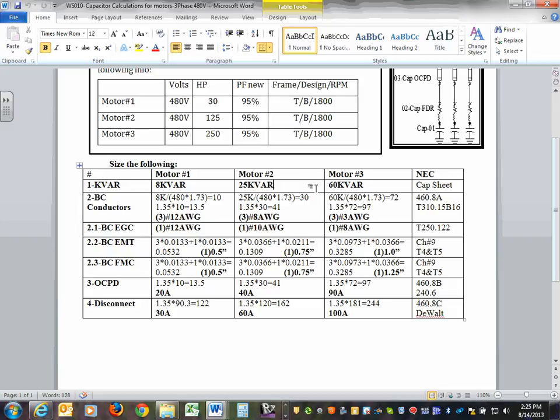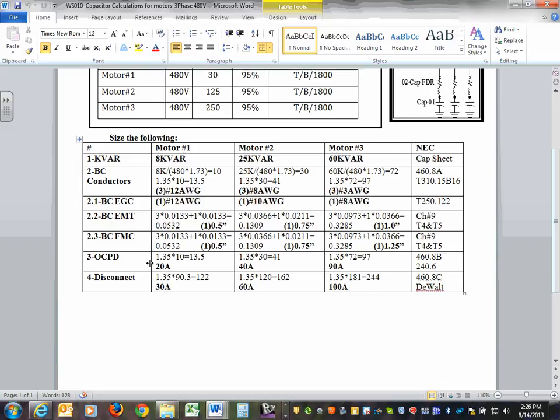Directly to them. Then you find the full load amp, very easy. Then you multiply by 1.25 to size the conductors. I have 13.5. I could have gone with number 14, but we'll never go with less than number 12. And number 8 and number 3, three phase each. Then my overcurrent protection device, my disconnect, the same thing. Look, 122. What's that?